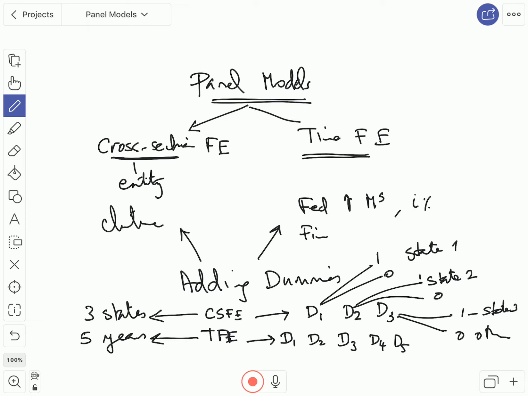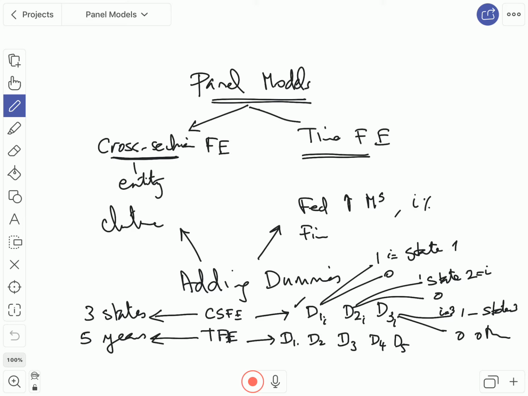Okay, and just to make sure that we can differentiate between the D's of the cross section and the D's of the year, let me add a subscript I, and this I is simply saying that, for example, this D1i is going to be 1 if i is equal to 1 or state 1, and this D2i is going to be equal to 1 if i is equal to state 2, and D3i is going to be equal to 1 if i is equal to state 3.